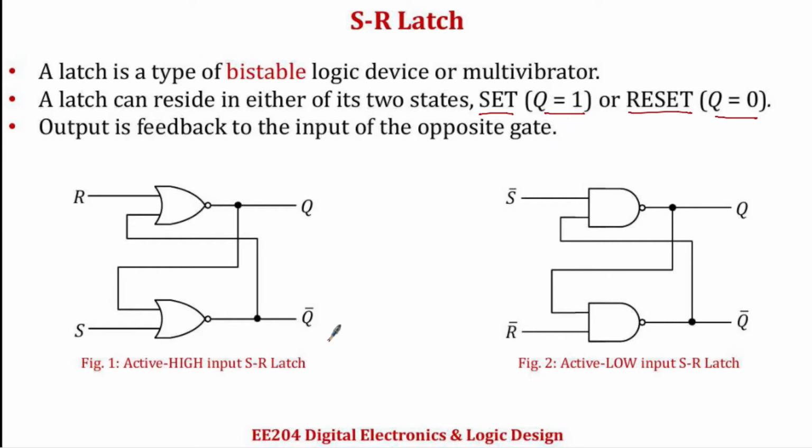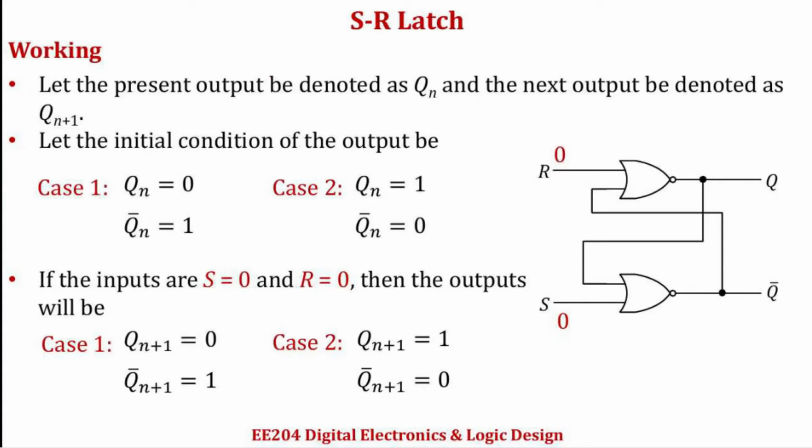Now here you can see two ways by which the SR latch is implemented. One is using NOR gates and the other is using NAND gates. One is the active high input and the other is the active low input. So we'll take one among these two and then proceed to study its working. Now let's see the working of the SR latch.